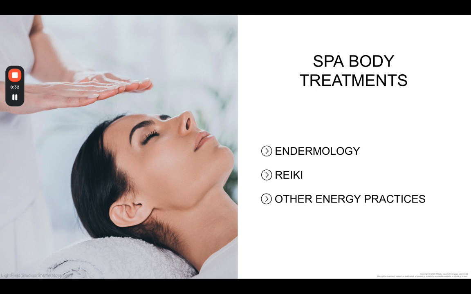We also have Reiki. Reiki is a Japanese technique for stress reduction and relaxation that also promotes healing. It is administered by laying on hands, and is based on the idea that an unseen life force energy flows through us and is what causes us to be alive.